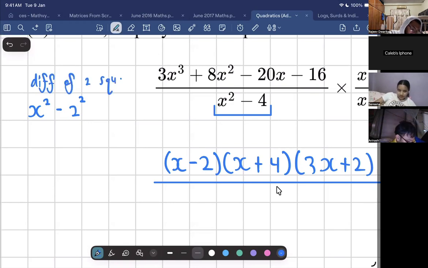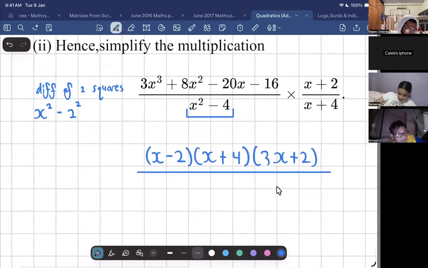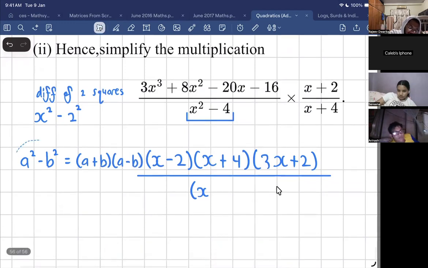So Caleb, how would I factorize the difference of 2 squares? If you have a difference of two squares, then that would be the form a squared minus b squared. To factorize that, that's just going to be a plus b by a minus b. Have you ever learned that or no?